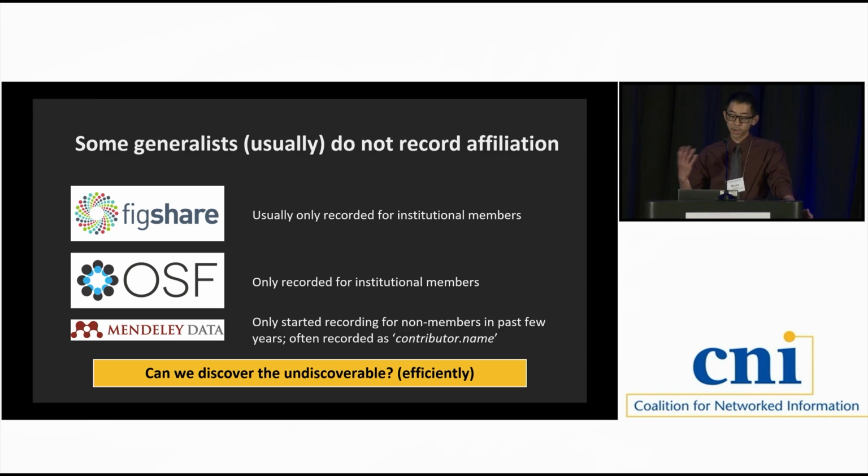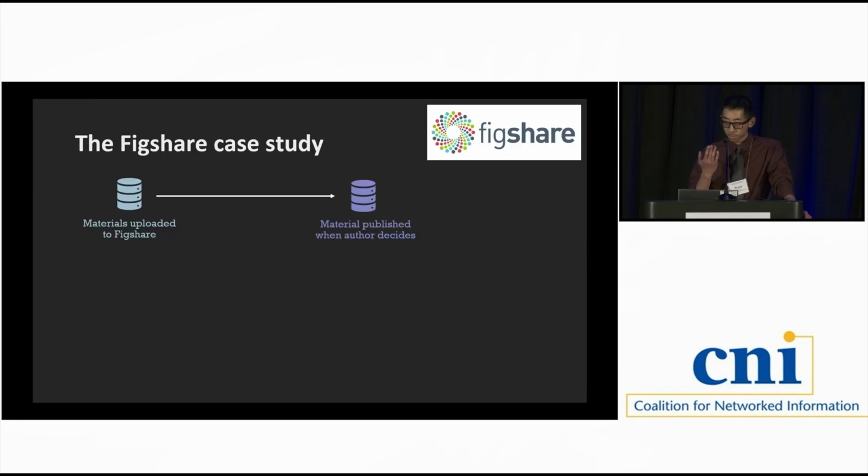And so I think this leads to the challenges, but to me also the really exciting part, which is, can we discover the undiscoverable in an efficient fashion? So whether those are DOI-backed deposits that don't have affiliation metadata or non-DOI-backed deposits that do have affiliation metadata. And so I'll just be talking briefly about one of the targeted approaches we've developed for the first one, DOI-backed deposits that don't have affiliation metadata. And so I'm going to be talking about Figshare.